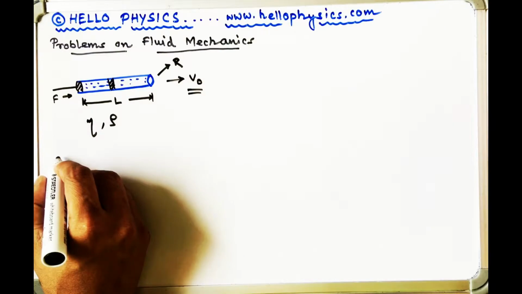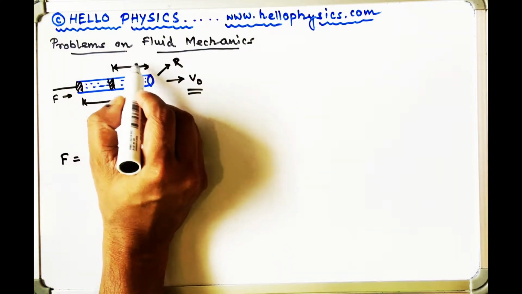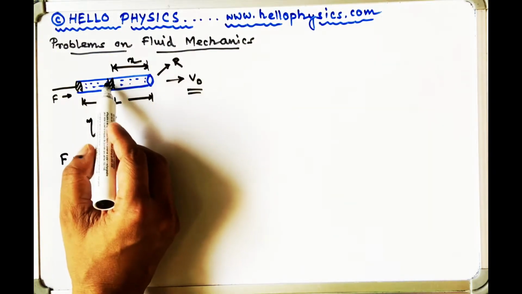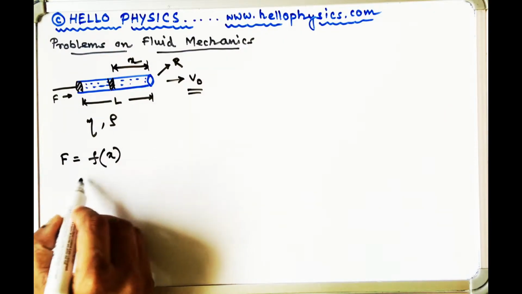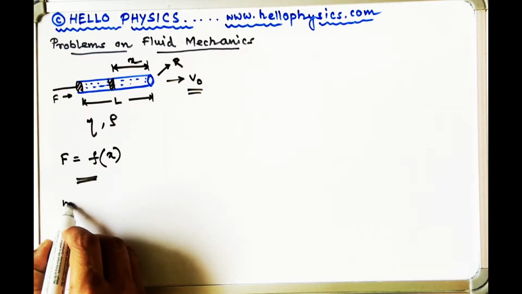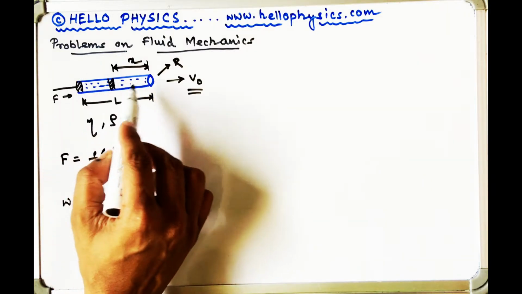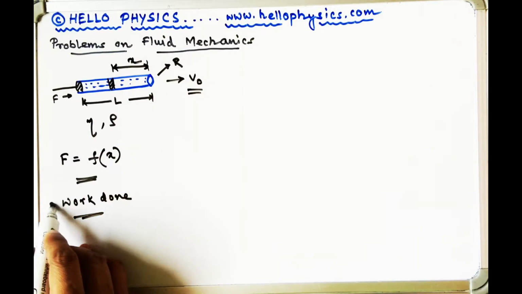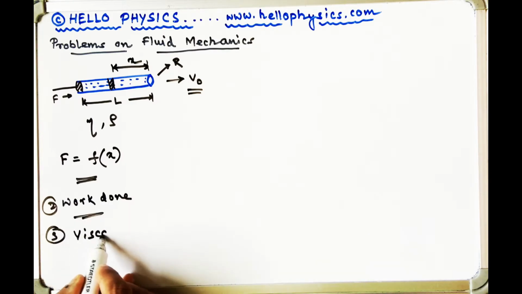What you have to do is, you have to find out the applied force as a function of the distance from the open end. If I say that the distance from the open end at any instant is x, then you have to find out the force as a function of x. Okay. You also need to find out what is the total work done by the force in moving this entire liquid out of the cylinder. You also need to find out what is the total work done against viscous force.